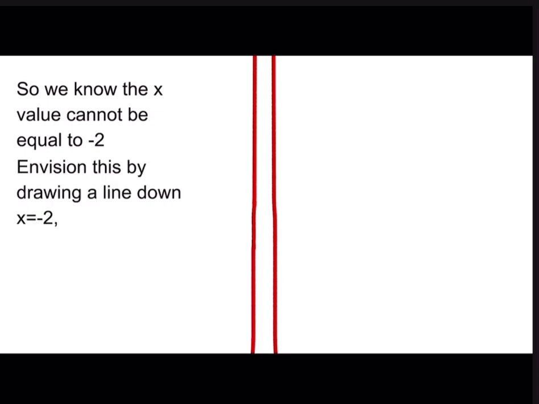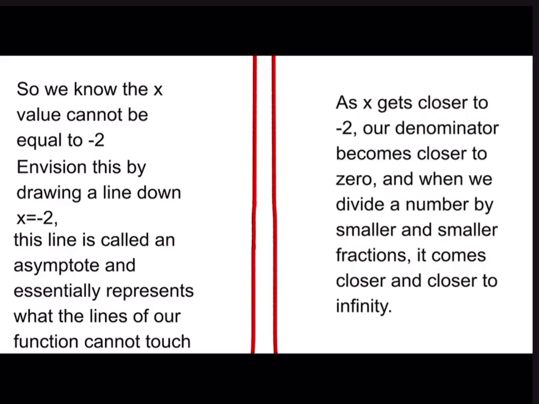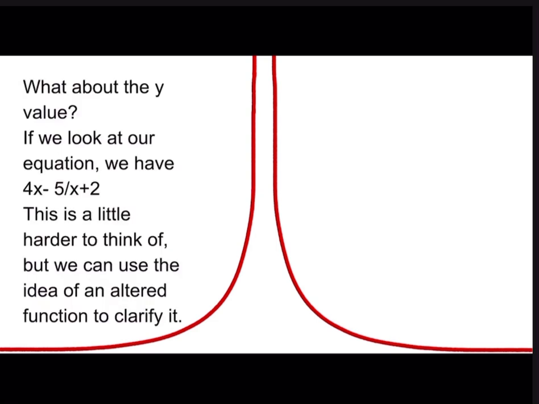Envision this by drawing a line down negative 2. This line is called an asymptote, and essentially represents what the lines of our function cannot touch. As x gets closer to negative 2, our denominator becomes closer to 0. When we divide a number by smaller and smaller fractions, it comes closer and closer to infinity. What about the y value?